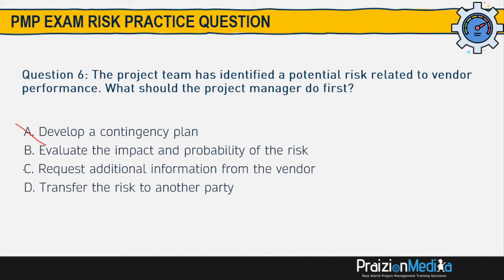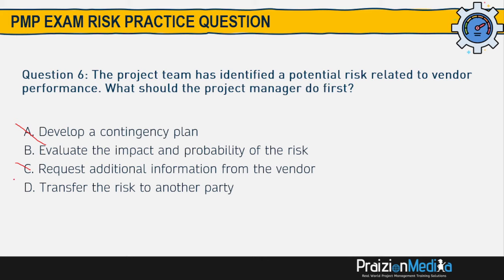C says request additional information from the vendor. This doesn't make sense in the context of what has been told here. You've identified the risk, and what you should do first is really to analyze it, not request additional information, because the risk is related to the vendor. So going to the vendor and asking for information doesn't make sense.